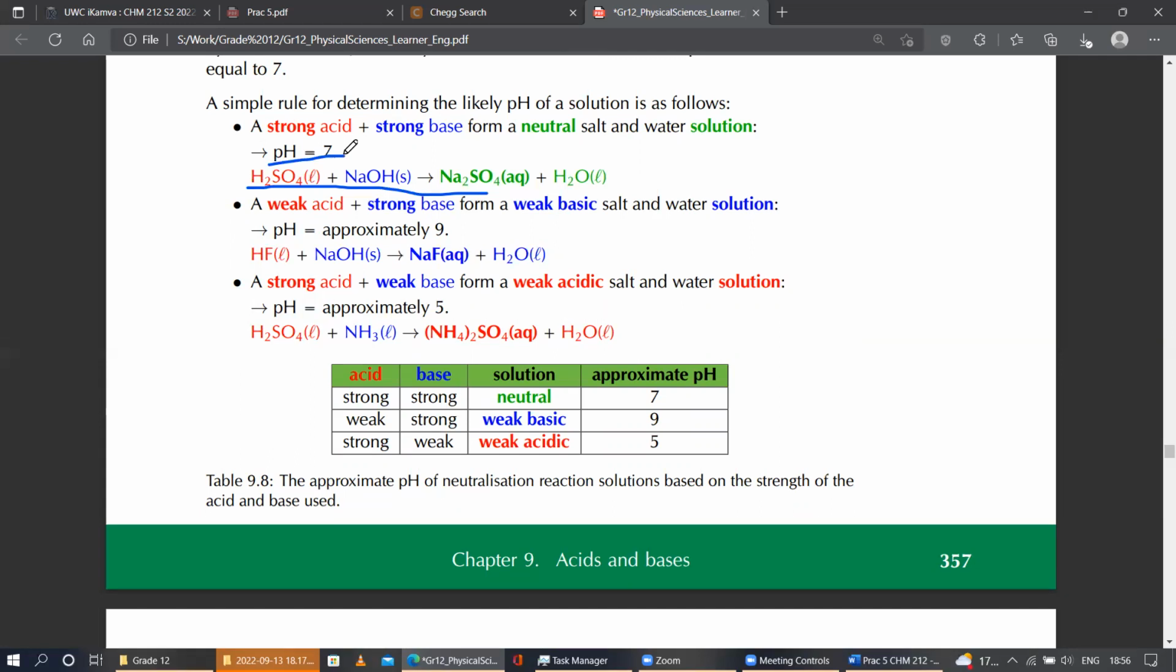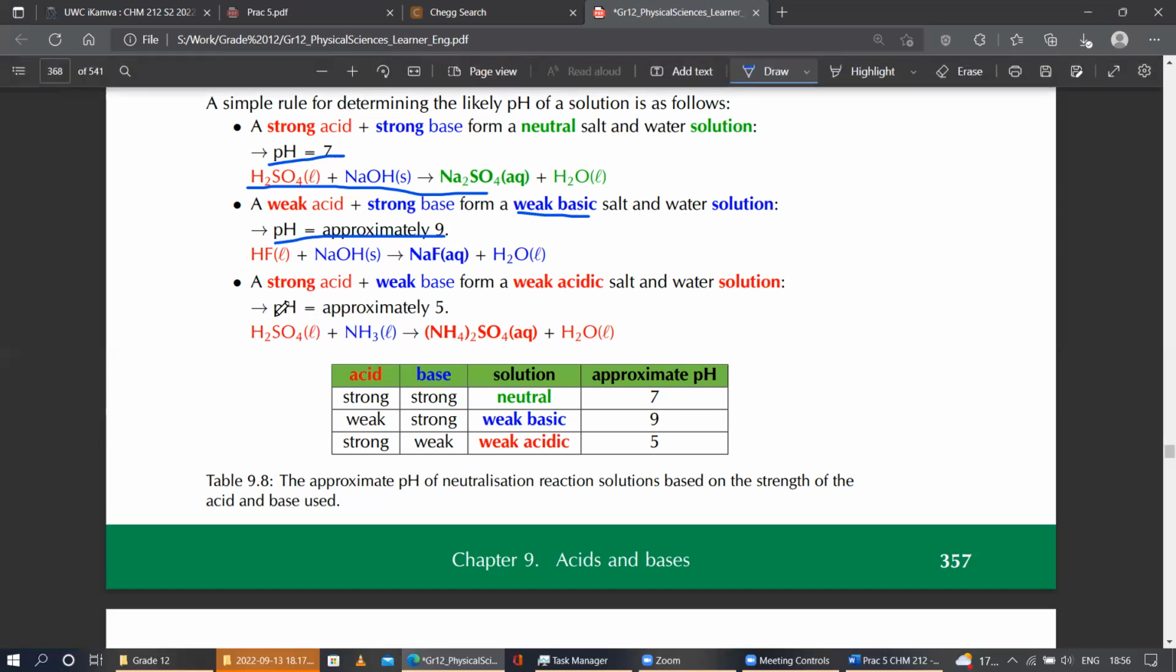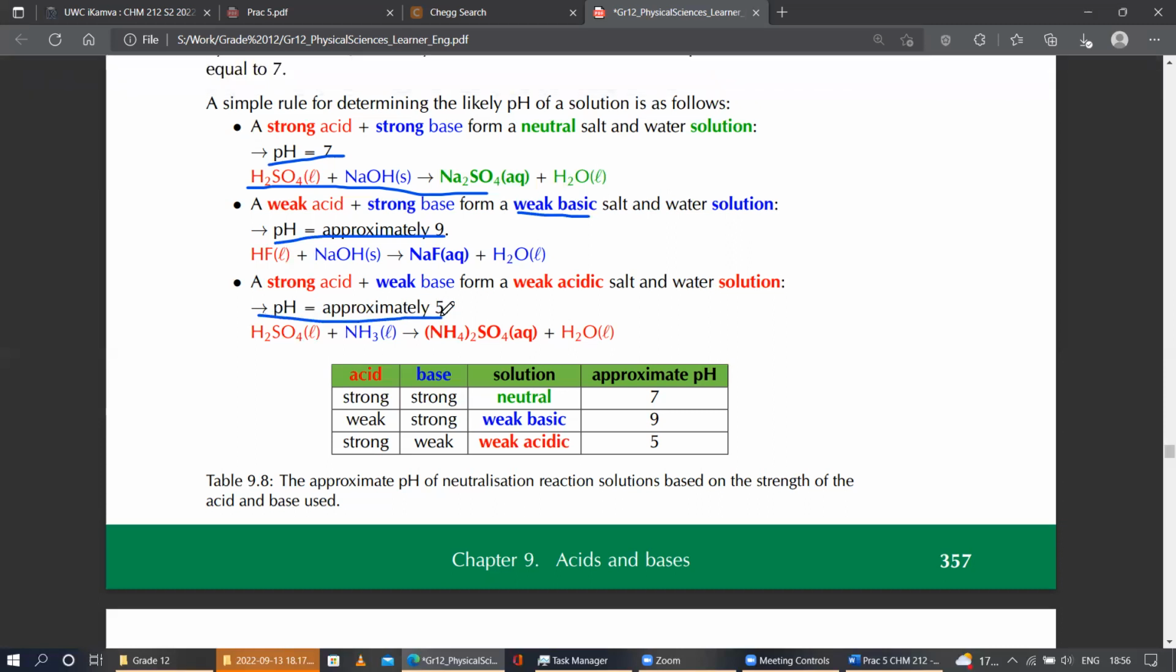When a weak acid and a strong base react, a weak base and water are formed. So the pH is going to be above 7 because a weak base is formed, and the solution is basic. When a strong acid and a weak base react, a weak acid and water are formed. So the pH is below 7, showing that it's acidic.